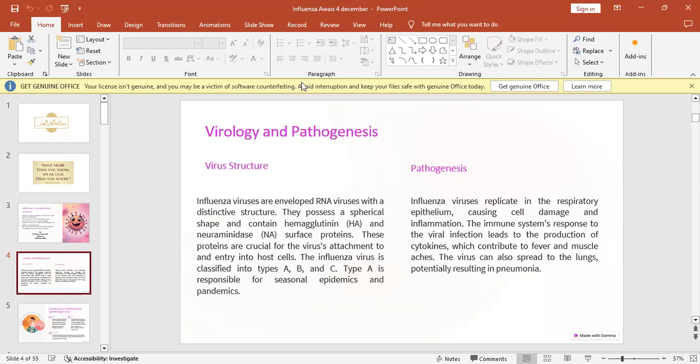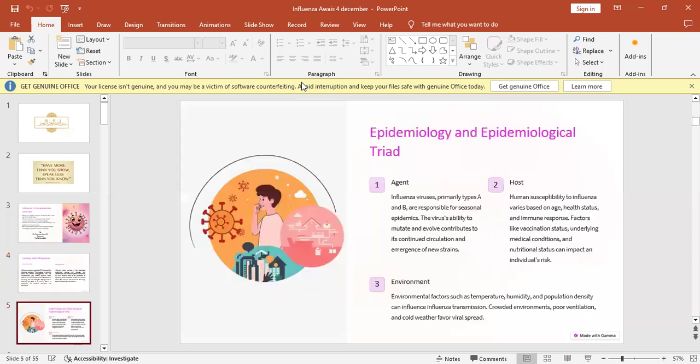Now the pathogenesis. Influenza viruses replicate in the respiratory epithelium, causing cell damage and inflammation. The immune system's response to the viral infection leads to the production of cytokines, which contribute to fever and muscle ache. The virus can also spread to the lungs, potentially resulting in pneumonia.